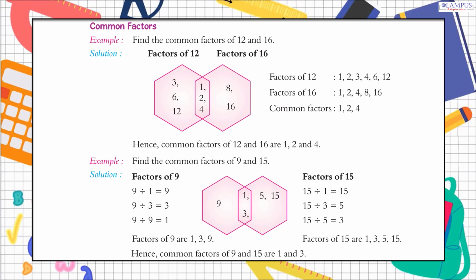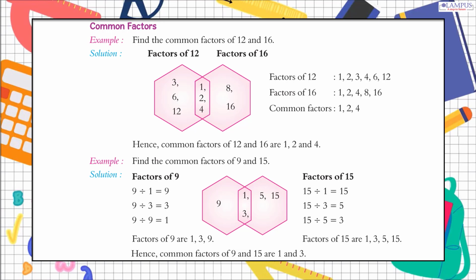Example. Find the common factors of 9 and 15. Solution. Factors of 9. 9 divided by 1 equals 9. 9 divided by 3 equals 3. 9 divided by 9 equals 1. Factors of 9 are 1, 3, 9.